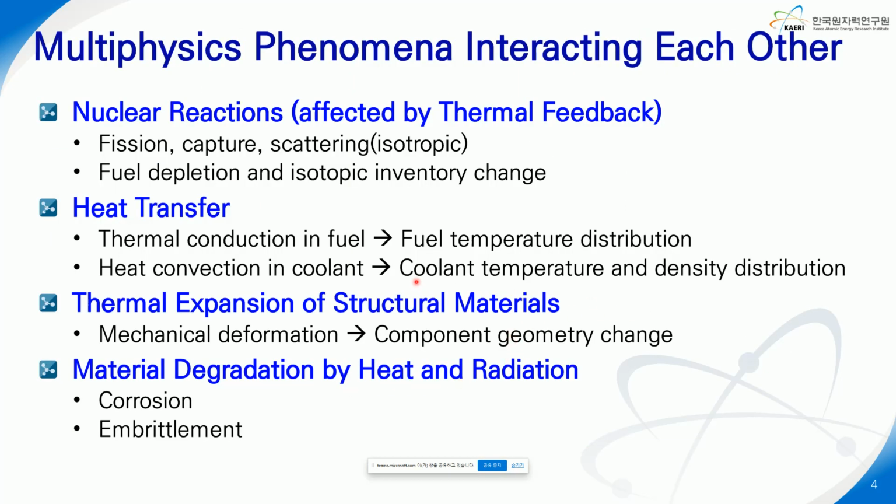The power and temperature distributions are determined as the result of the interactions between several physical phenomena occurring in a nuclear reactor. Nuclear reactions, including fission and scattering, heat transfer in the coolant and fuel, thermal expansion of structural materials, and material degradation, including corrosion, occur mutually affecting each other.